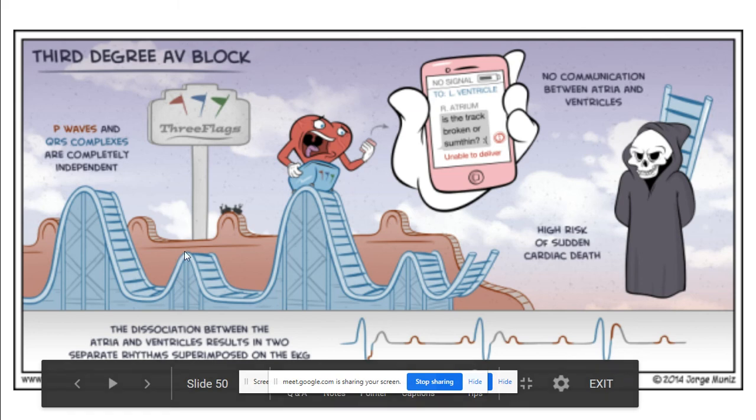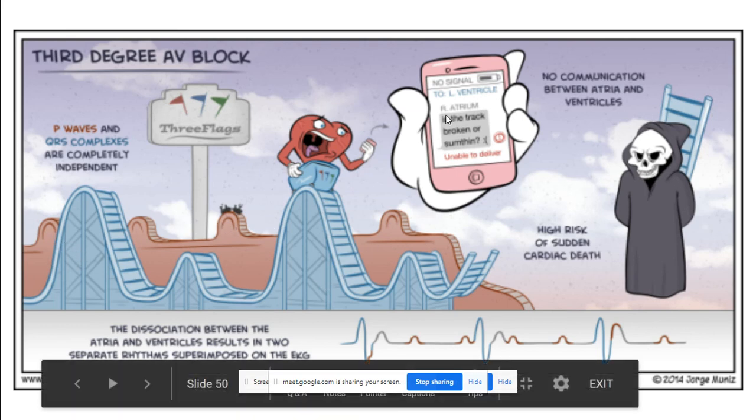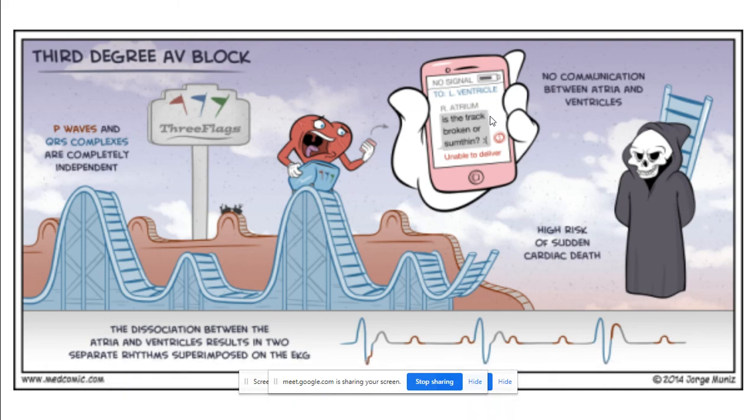So here's our QRS roller coaster. Okay, here is our P wave roller coaster. So here's all the little P waves, but they're each going completely randomly. We know that you should have one P for each QRS, but the P waves are just going along firing and the QRSs are just going along firing. And so the right atria is saying, is the track broken or something? And it's saying unable to deliver. And I thought that was pretty cute. It's a good way to show that there's no connection.